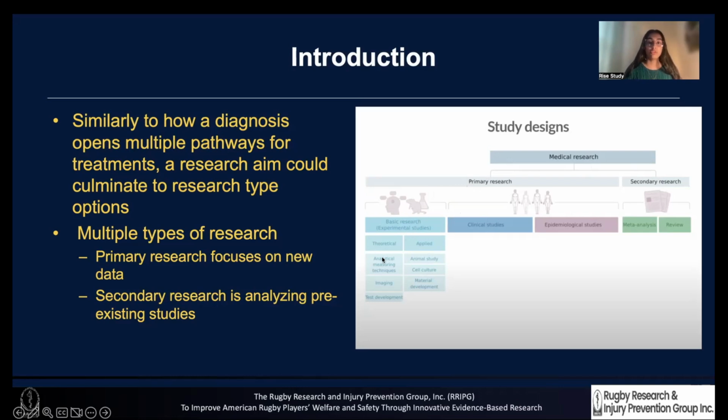The first one is basic research. This is research that you would see with cell cultures, animal studies, among other preliminary drug studies that are used with cells and often mice. However, we will be focusing today on clinical studies and epidemiological studies, as they prioritize human patients as their basic aim. There's also secondary research, which we encounter often in our literature searches. This is analyzing pre-existing studies, and these include meta-analyses and literature reviews.